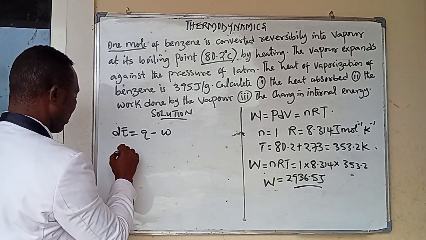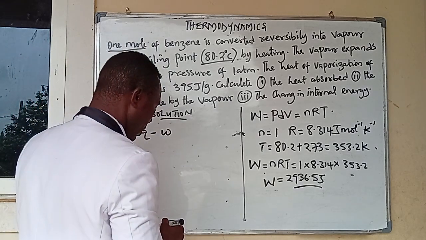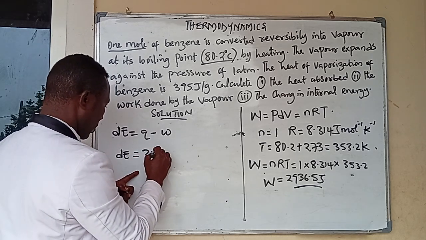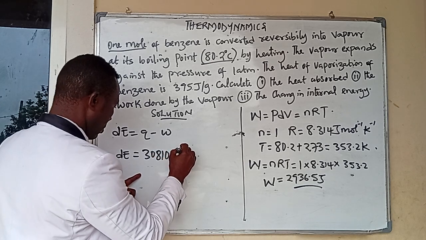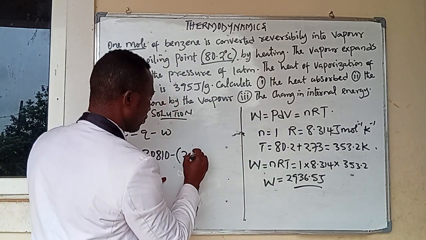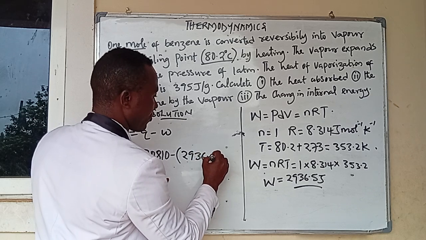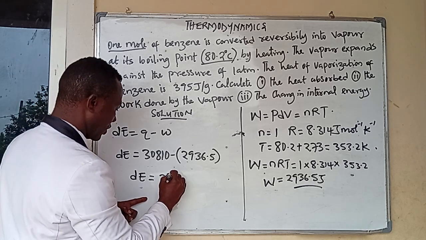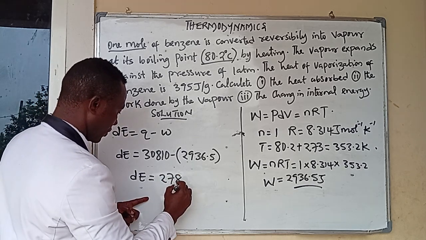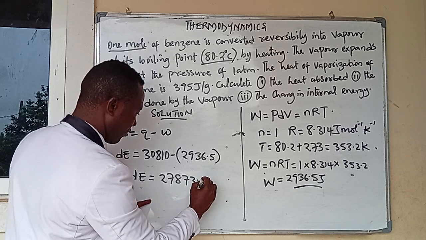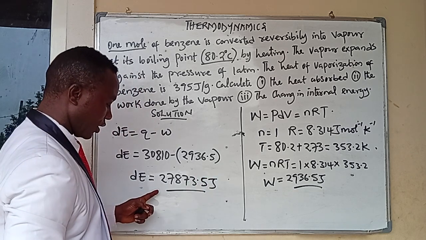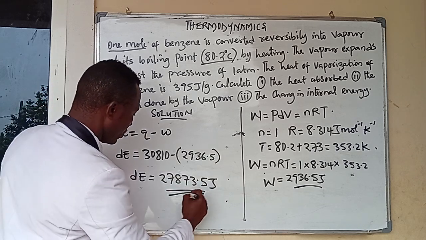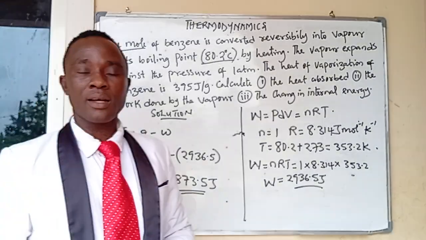So the change in internal energy, ΔE, should be Q minus W, which is 30810 minus the work done that we got, which is 2936.5. So the change in internal energy should be 27873.5 joules, according to the calculator. So that is the change in internal energy.